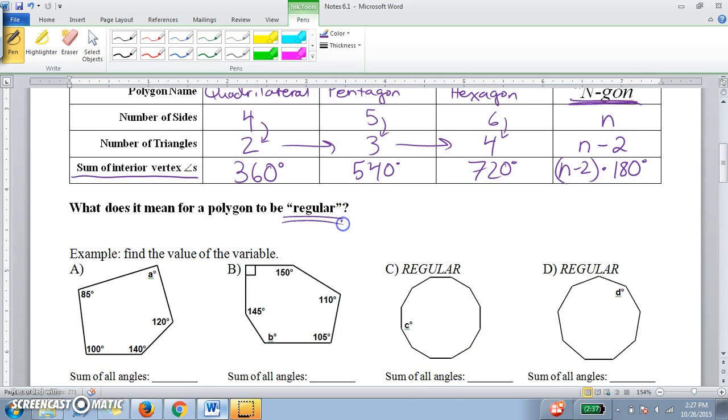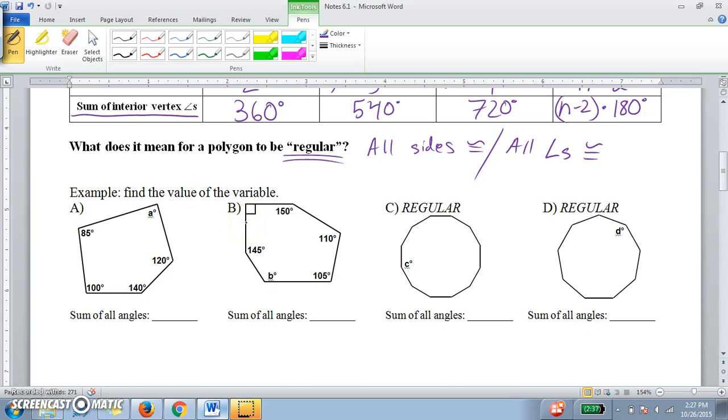So what does it mean for a polygon to be regular? We're going to run into that word a lot in this chapter. So regular means all sides congruent and all angles are congruent.